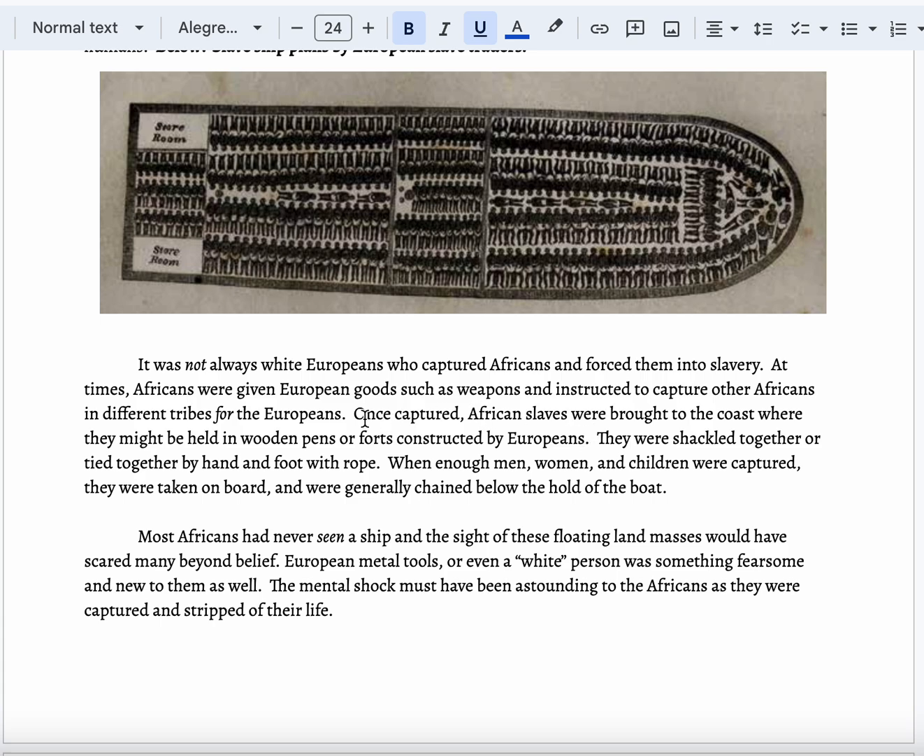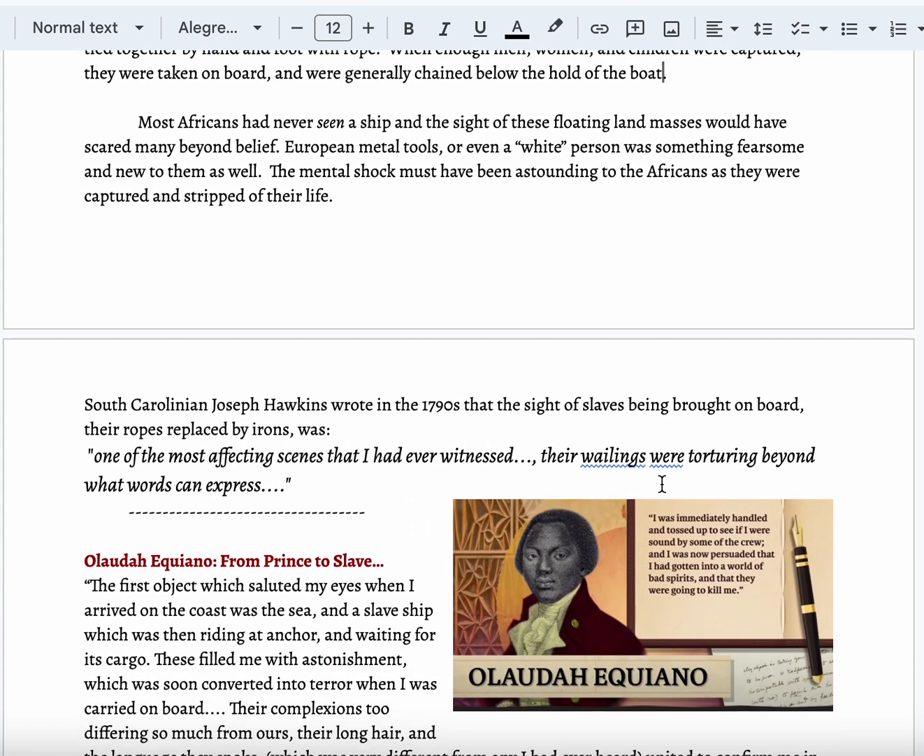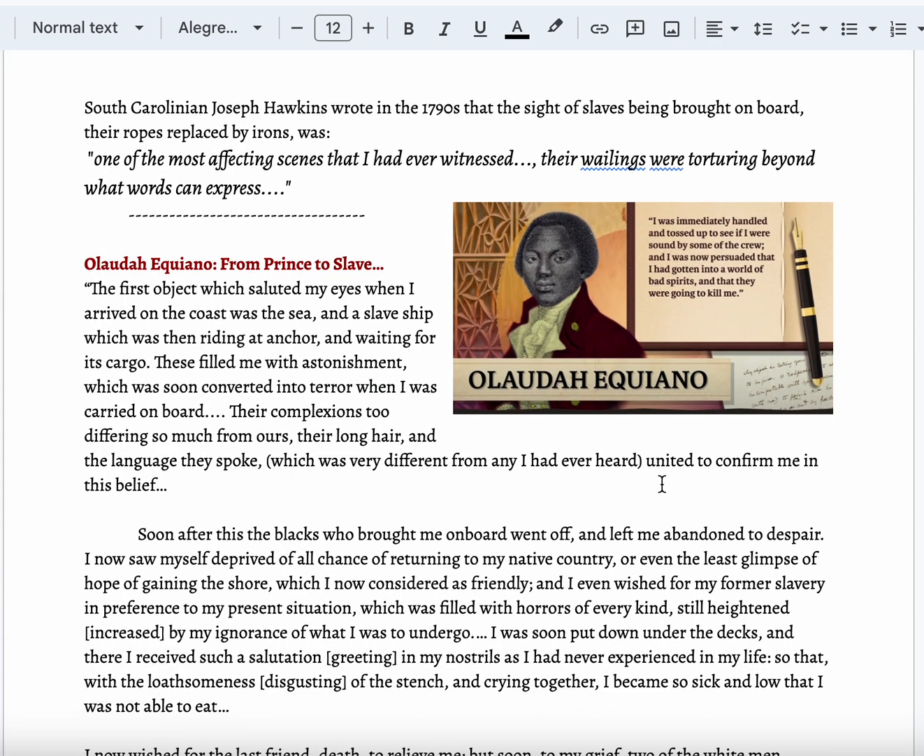As we see in the video and as we'll discuss, once captured, Africans will be brought to the coast. They'll be held in wooden pens, and then they'll be shackled together. Some of them will be branded. Those who are branded, that way it could tell who owns who.